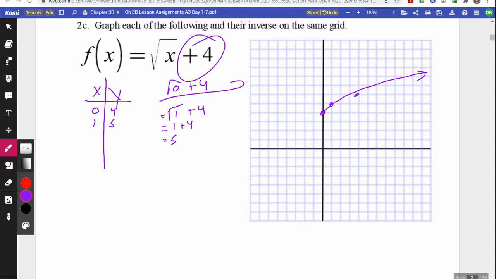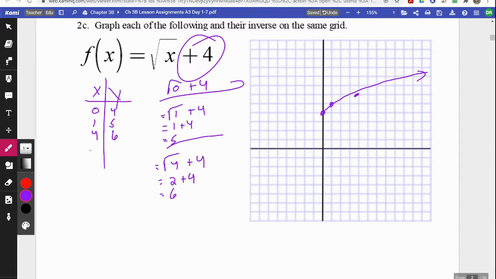And then the next point I had is I jumped over to 4, because I wanted to pick points that work in this function. I don't want to plug in 2 here because square root of 2 is going to be an irrational number, big decimal, gross. So I plugged in 4. Square root 4 plus 4 gives me 2 plus 4, which is 6.